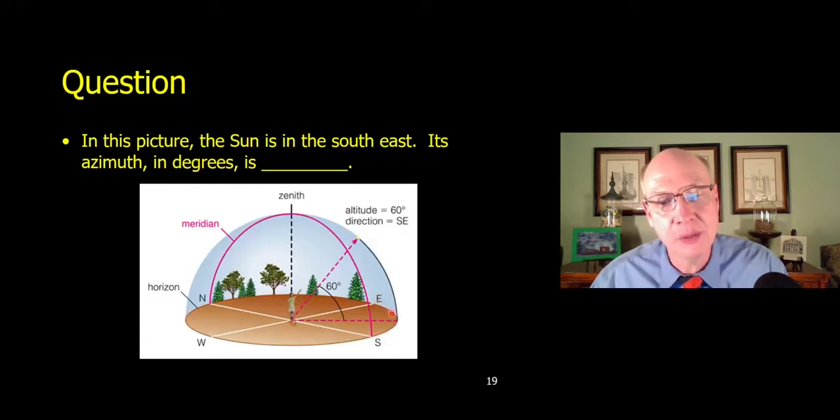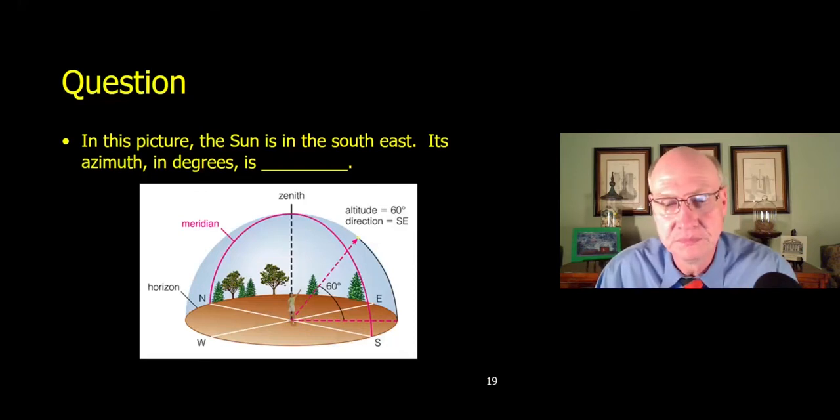Well, the full angle between east and south is 90. East is at an azimuth of 90, south is at 180, so the angle between the two of them is 90 degrees. Half of 90 degrees is 45. So the azimuth of the sun in this case is the azimuth of east, which is 90, plus another 45 degrees. So the azimuth is 135 degrees. The azimuth of the sun in this case, southeast, is 135 degrees.